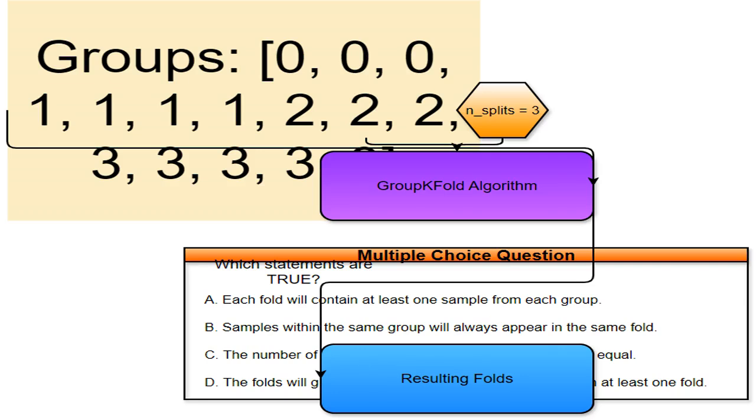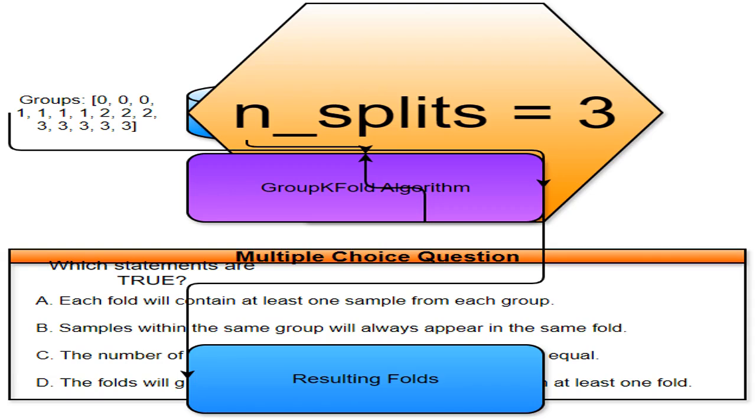The 15 samples are organized into 4 groups: 3 samples in Group 0, 4 in Group 1, 3 in Group 2, and 5 in Group 3. GroupKFold uses these groupings to ensure that samples from the same group remain in the same fold during cross-validation. This is to avoid data leakage, where information from one fold might inadvertently influence the results of another fold. I want to divide my data into 3 folds, meaning I'll have 3 separate parts for training and testing my model.